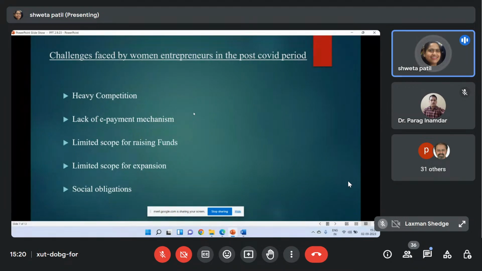One more important aspect faced by them was the raising of funds, the required documentation, or the requirements of the financial institutions. They were not able to cope with it, and that again affected the funds they could raise, and resultantly that affected the scope for expansion of their business.